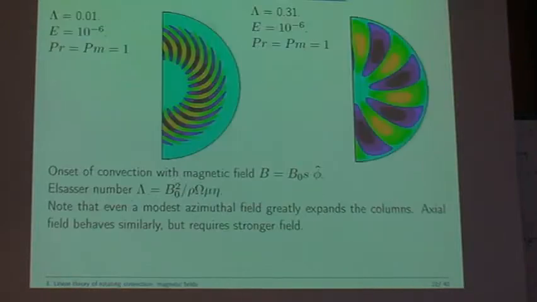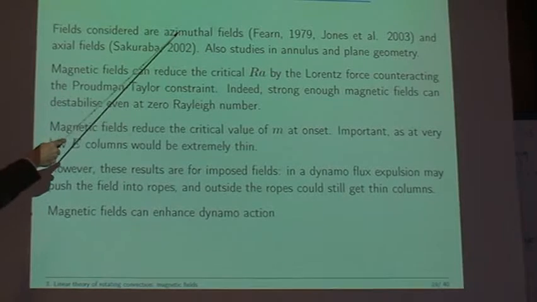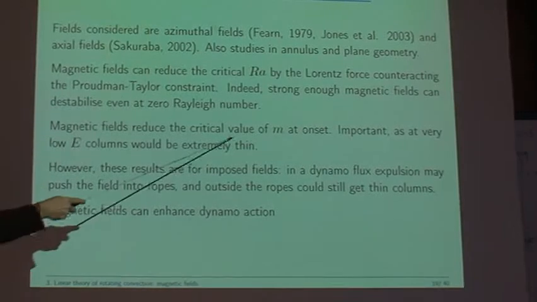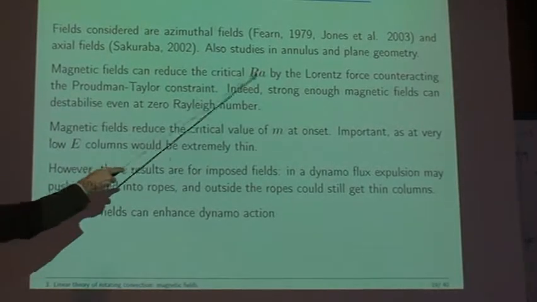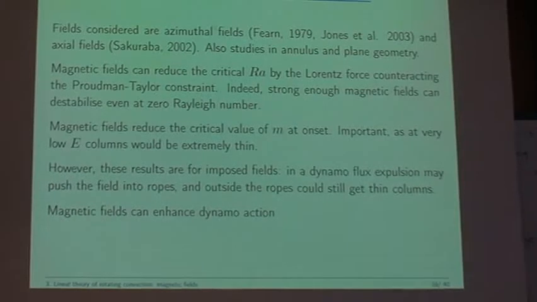Oh, no, sorry. Let's go back a bit here. So we've seen what the magnetic field does. It can increase the azimuthal wave number. Yeah, it can reduce the critical value of m. It can also reduce the critical value of Ra by the Lorentz force counteracting the Proudman-Taylor constraint.